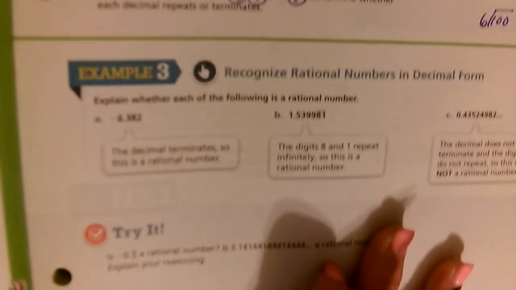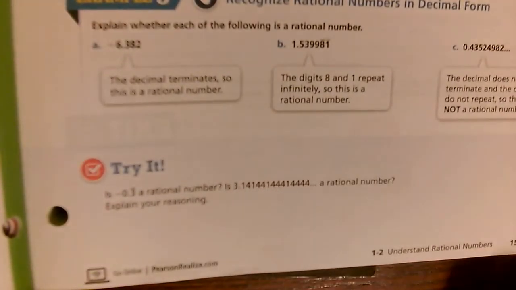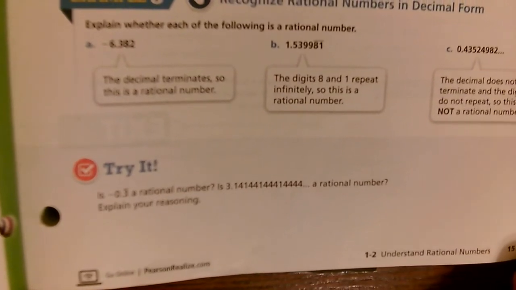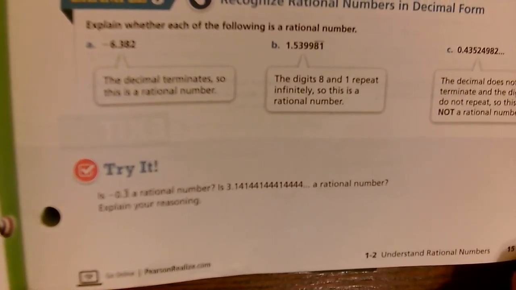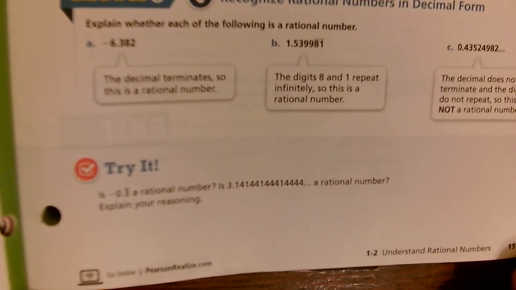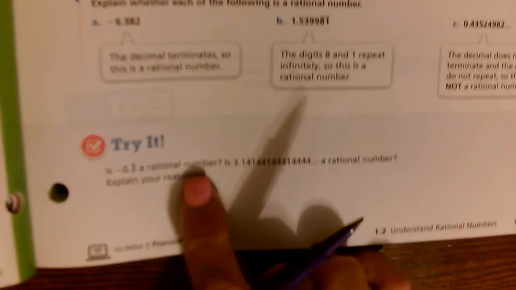And on this last one down here, just write your explanations. Tell me whether each is a rational number. Remember, if they can be written as a fraction, they're rational. Okay? And then answer the triad at the bottom.